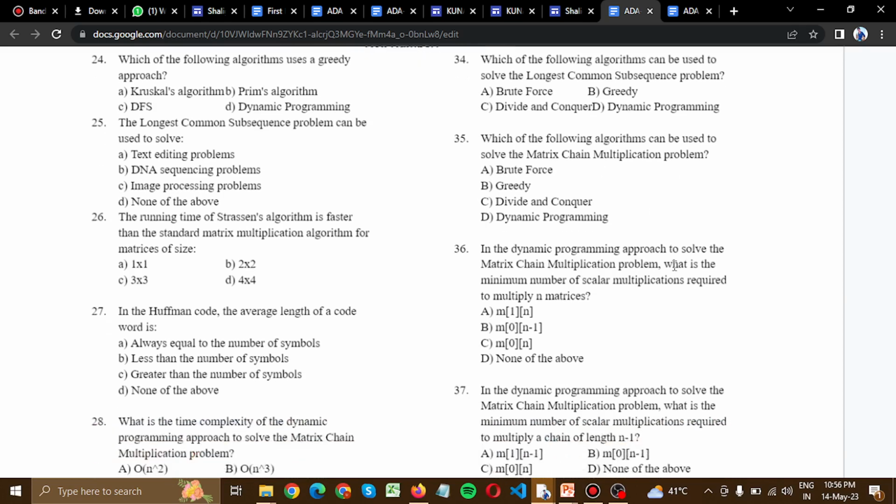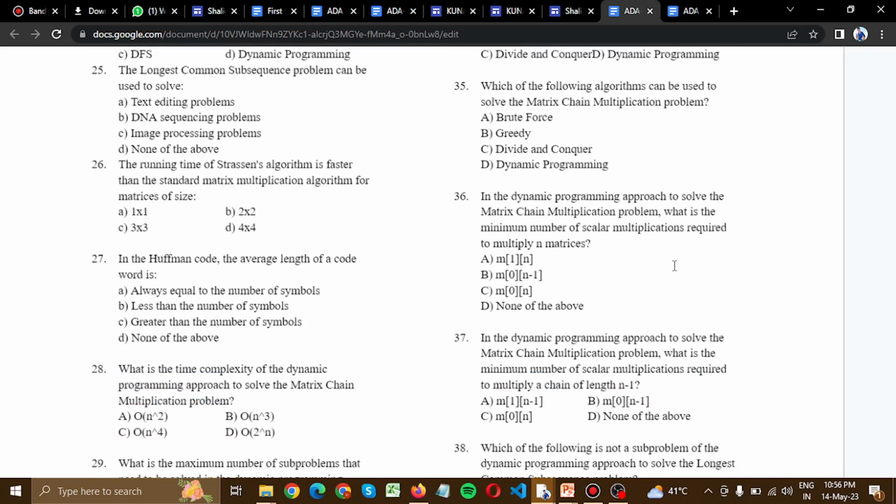Now next question. In the dynamic programming approach to solve the matrix chain multiplication problem, what is the minimum number of scalar multiplications required to multiply n matrices? The minimum number of scalar multiplications required to multiply n matrices is m[0][n minus 1]. That is option number B.